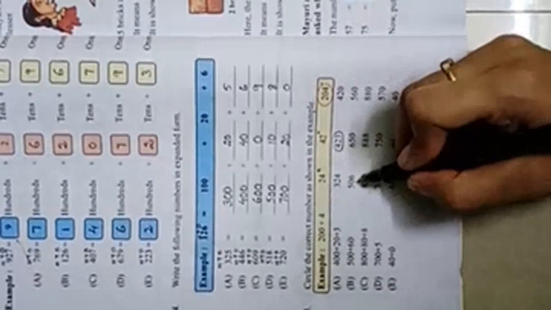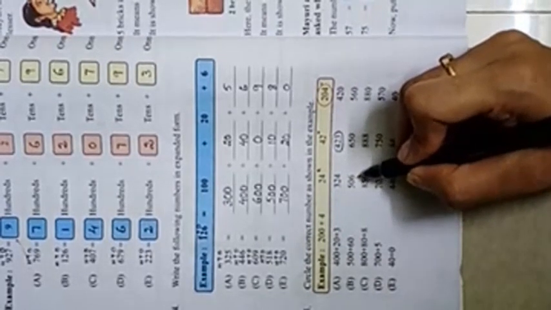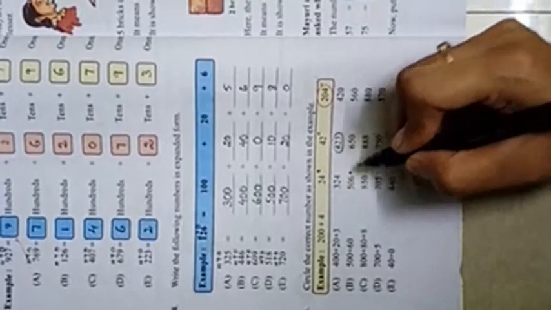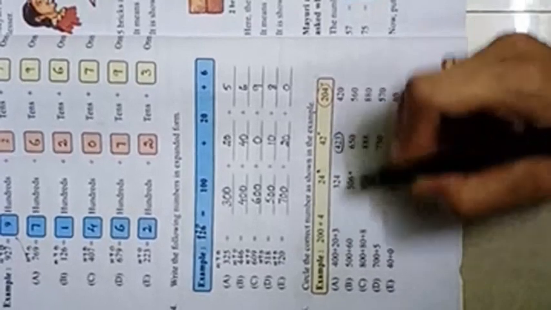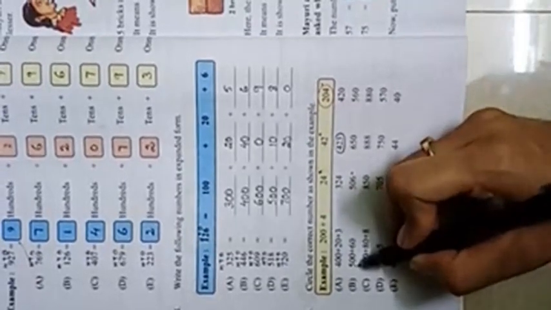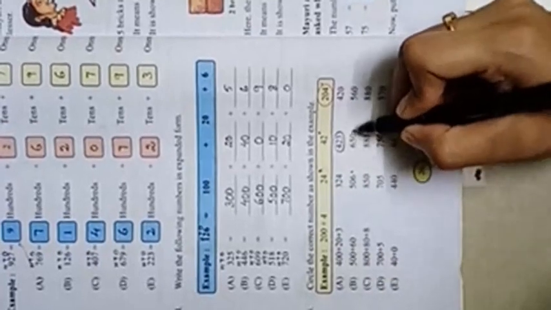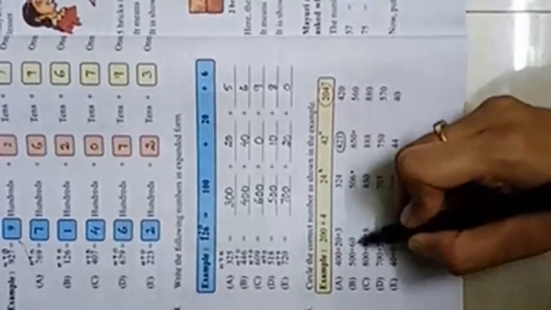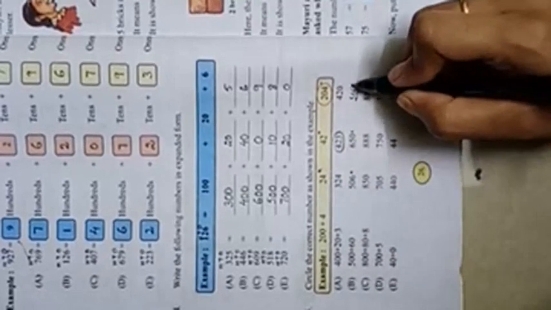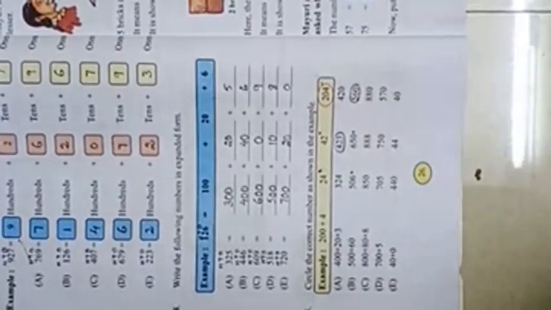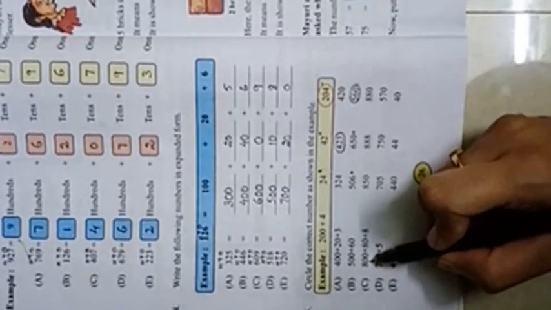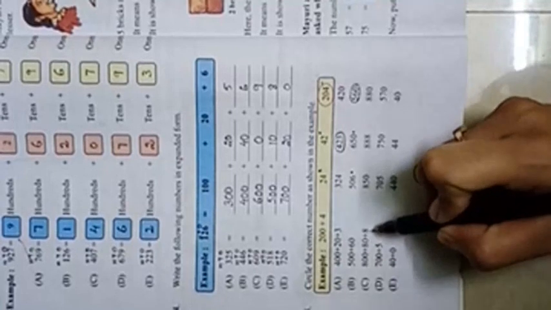Where is 560? This is 506. This is the wrong answer. And 650. In the hundreds place, there are 500, but here he has given 6. This is the wrong answer. So here 560, this is the right answer. 500 plus 60, how much? 560. Next. Here a 3-digit number, next a 2-digit number and a 1-digit number.